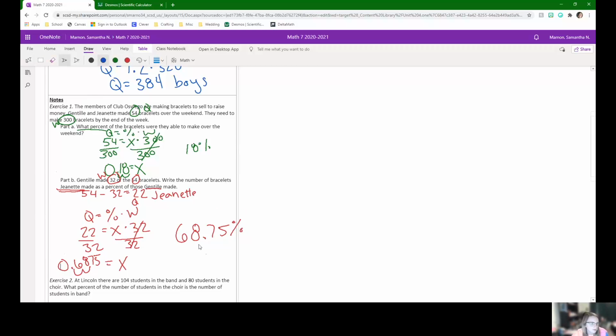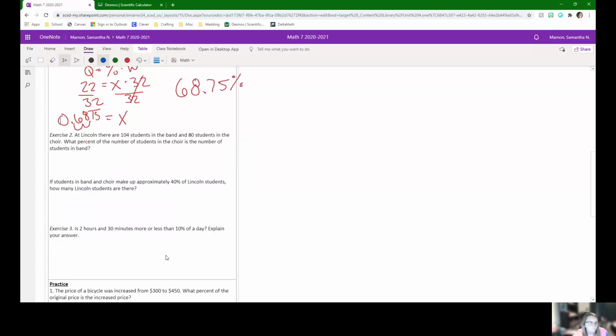Let's move on to exercise 2. At Lincoln, there are 104 students in the band and 80 students in the choir. What percent of the numbers in the choir is the number of students in the band? So students in the band is what we are comparing to. This is going to be our whole. So our whole is 104, which means our quantity is the students in the choir.